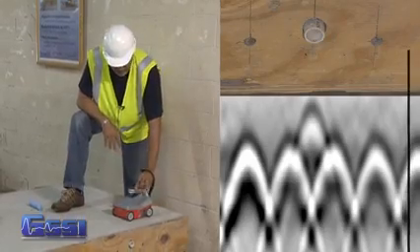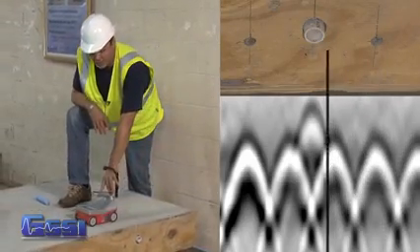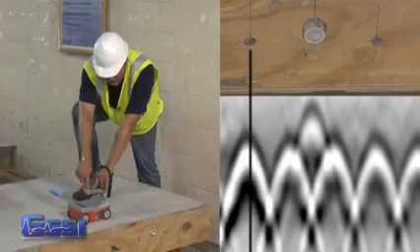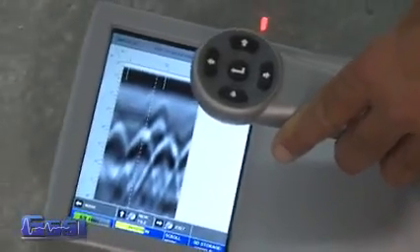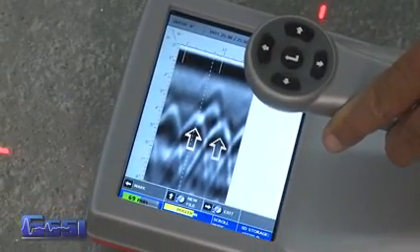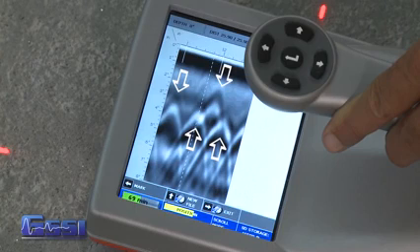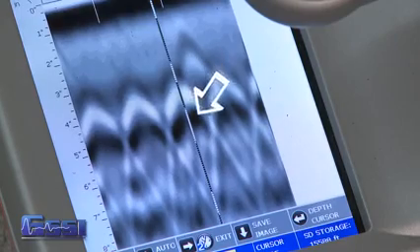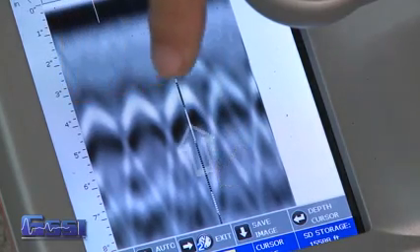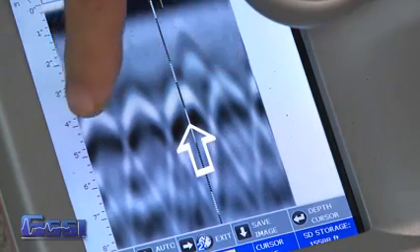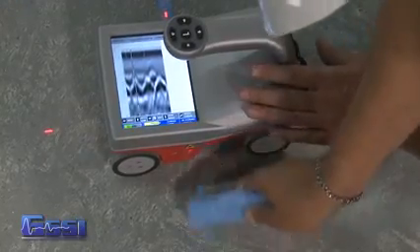Here is an example of objects or targets underground and how the data will be displayed in real time. As you collect the data, note the hyperbolas, or upside-down U-shape, when targets are crossed at 90 degrees. When you back the antenna up, a cursor will appear on your screen. By bisecting the hyperbola with the cursor, this will mark the horizontal location of that target.